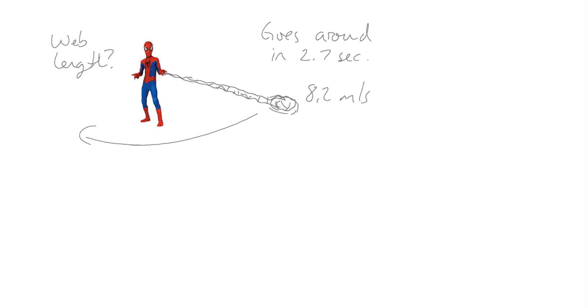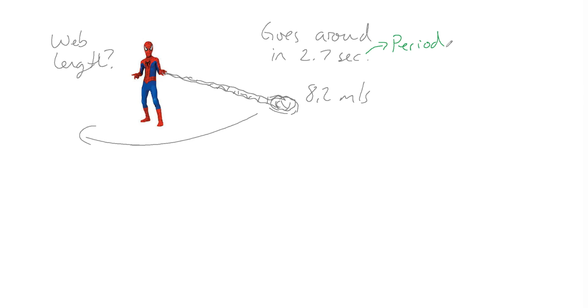So in this question, we've got Spider Guy with a big web blob whipping around in a circle. It's whipping around at like 8.2 meters per second, and it's going around one time in 2.7 seconds. If it goes around once in 2.7 seconds, that is what we would call the period of the motion. And we're going to look for the length of the web that he's actually using.